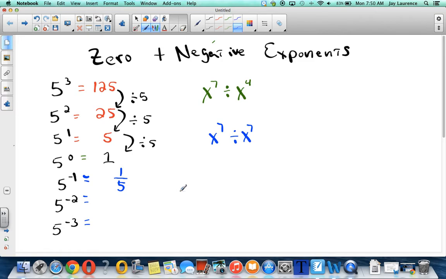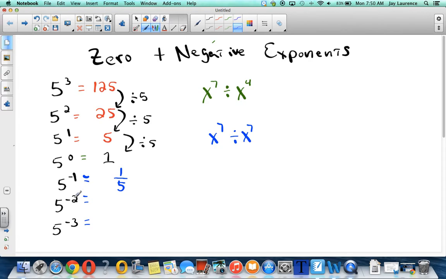A negative exponent, have you written this down already? You've got to get this down if you don't have it already. A negative exponent means to use the reciprocal.